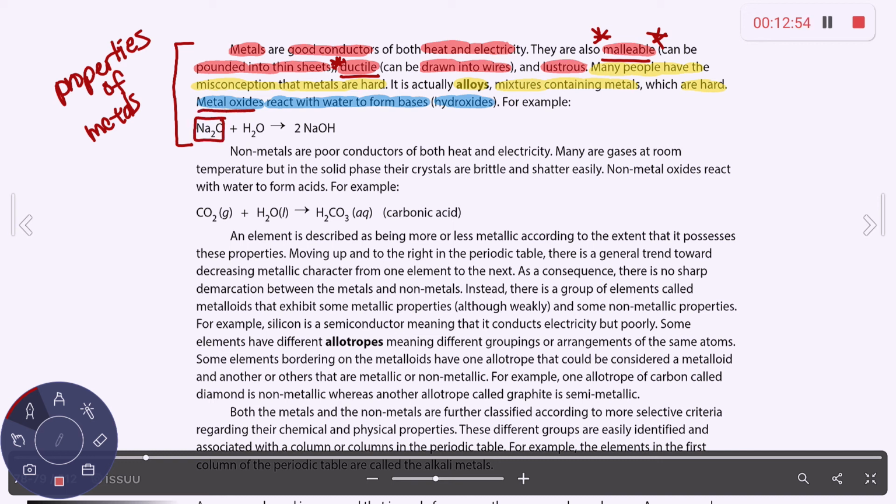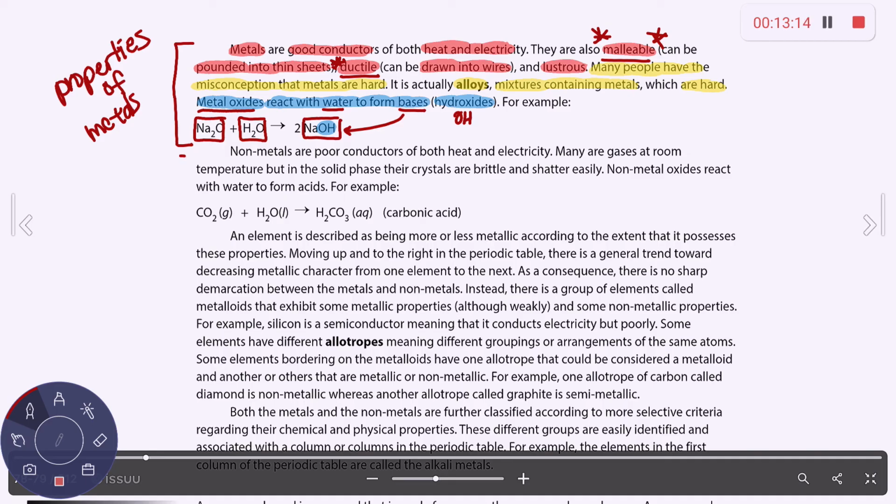Here is my metal oxide. This is sodium oxide. Sodium is on the left-hand side of the periodic table. It reacts with your water, and you're forming a base. So this is my base, and the reason it's a base is because it contains an OH in it, and the OH is my hydroxide, okay?